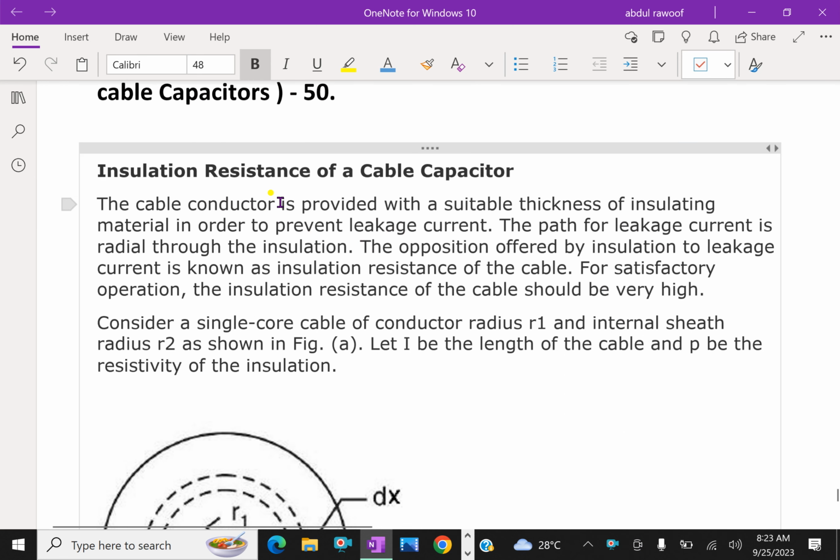What is insulation resistance of a cable capacitor? The cable conductor is provided with a suitable thickness of insulating material in order to prevent leakage current. The path of leakage current is radial through the insulation. The opposition offered by insulation to leakage current is known as insulation resistance of the cable. For satisfactory operation, the insulation resistance of the cable should be very high.